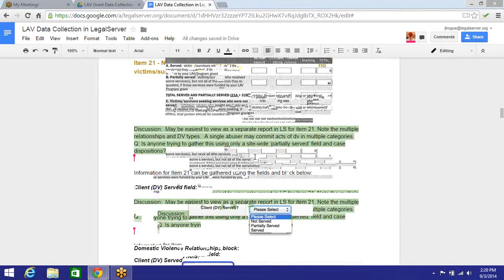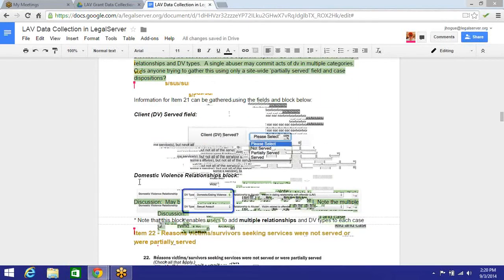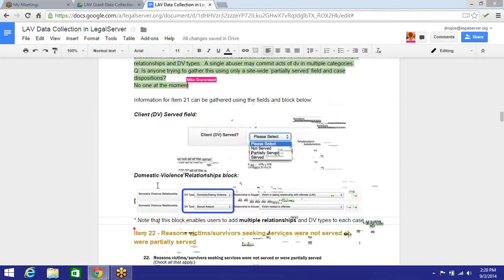I raise that just because I think it could be integrated, but you'd have to think through whether those choices work for all cases. So fortunately, we have it. It's a special block. We're capturing the relationships and domestic violence relationships.